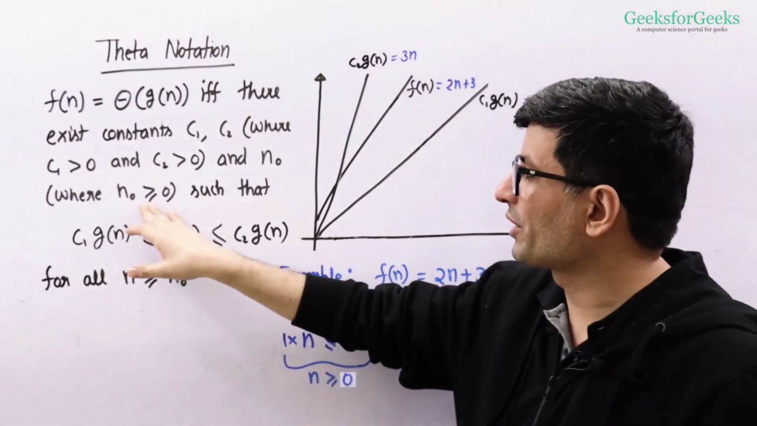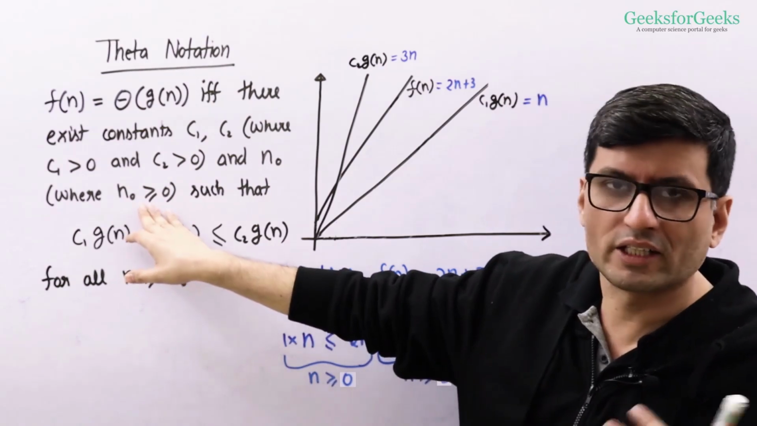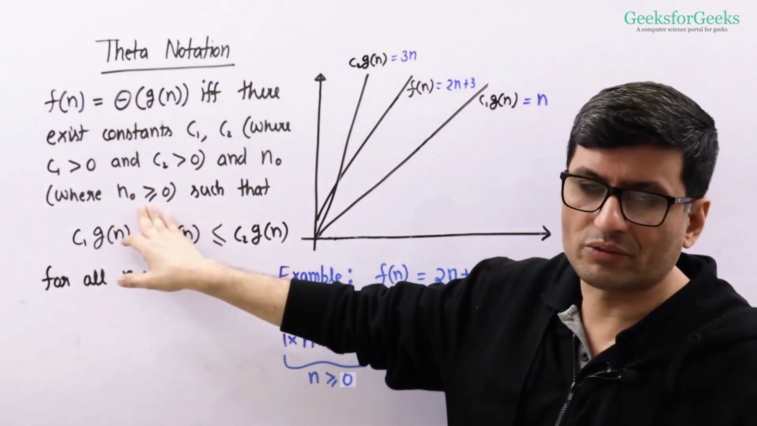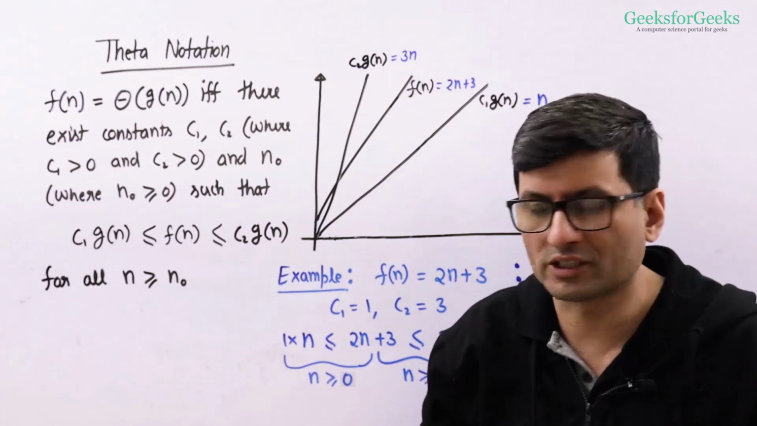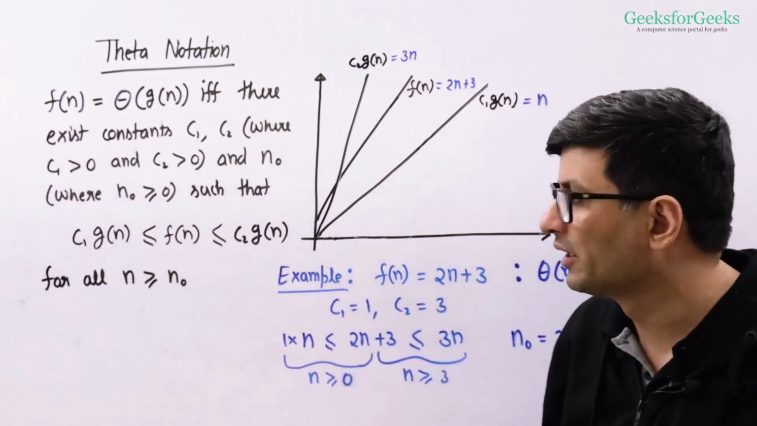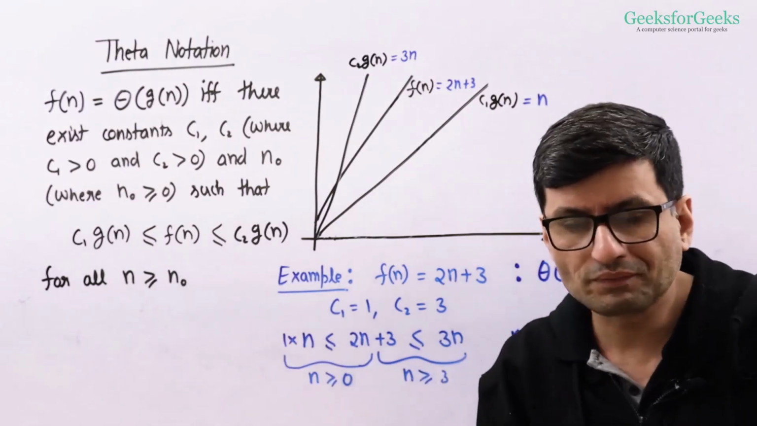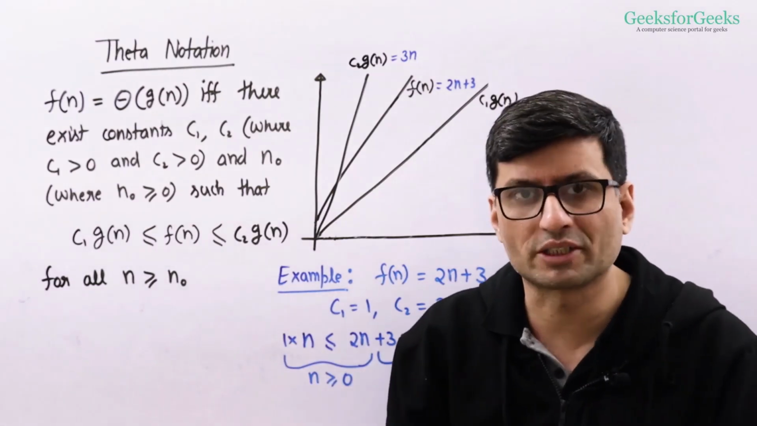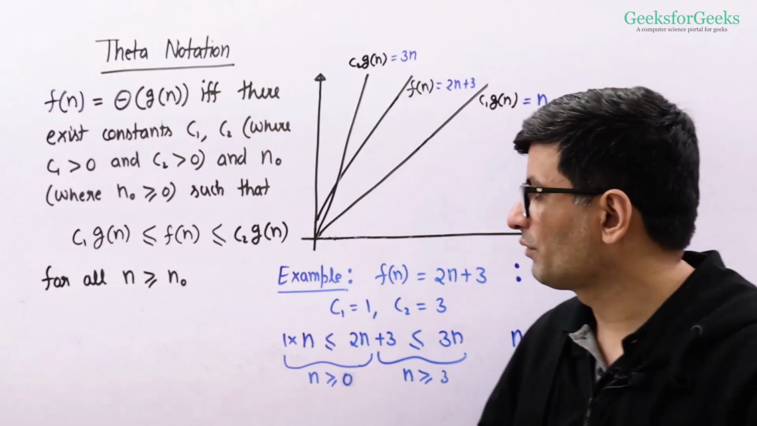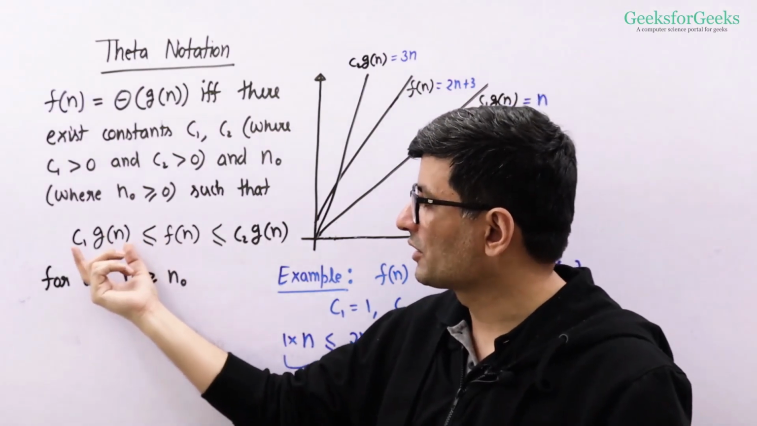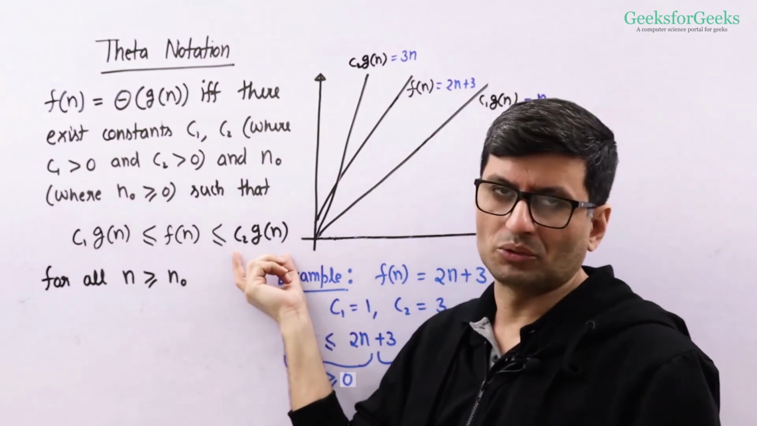And here also we talk about all values of n greater than n naught, where n naught is greater than or equal to 0. We talk about only this quadrant of the 2D coordinate system, right? n naught greater than or equal to 0. And these function values are also greater than or equal to 0 because they represent time taken by an algorithm. So the theta notation definition of a function bounds the function from the lower side and the upper side both.